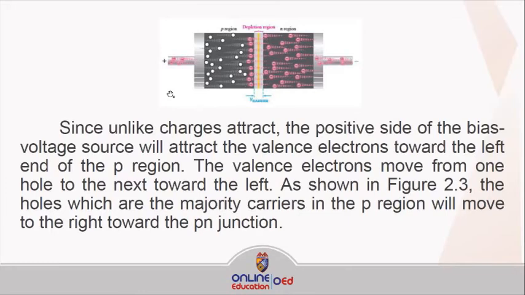Now, ang mangyayari naman ulit, since unlike charges attract, pag hindi magkapareho ng polarity or ng charges, mag-a-attract. Ang mangyayari sa condition na to is the positive side of this bias voltage source will attract the valence electrons toward the left end of the P region. Then the valence electrons move from one atom to the next toward the left, as shown in figure 2.3. Then the holes, which are the majority carriers in the P region, will move to the right toward the PN junction.